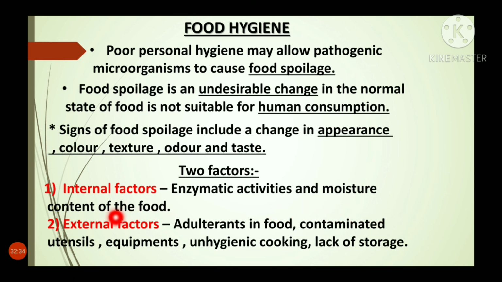Contaminated utensils. Sometimes your mother boils milk, and the next day when she boils milk in the same vessel, it gets spoiled because the utensil she used was not washed properly. Whatever equipment you are using, you should wash it before use, otherwise you will spoil the food. Unhygienic cooking, not cooking nicely, will also cause food spoilage. Lack of storage: if you don't store the food properly, it will get spoiled. There are two factors, internal factors and external factors. Students, are you clear about this session today?